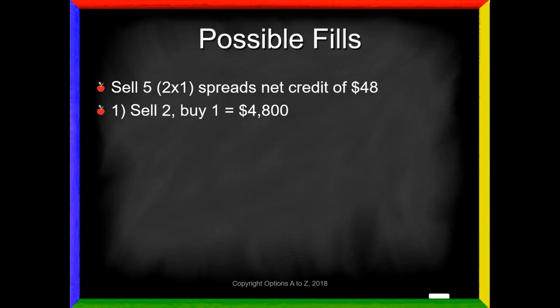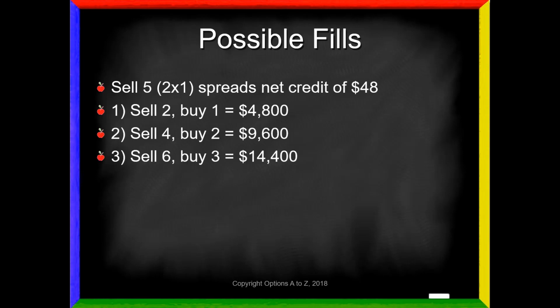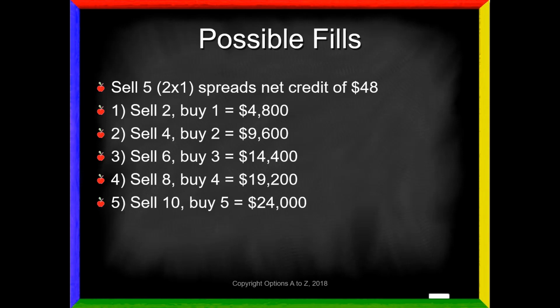Maybe I'll get 2 of those spreads filled and end up selling 4 of my contracts and buying 2 of the one I want to go long, in which case I'll get a credit of $9,600. Maybe I'll get it filled 3 times and sell 6 and buy 3, end up with $14,400. Or I could sell 8 and buy 4. That would give me a $19,200 credit. Or finally, if I get them all filled, I will sell 10 and buy 5, and there you go. There's your $24,000 credit. But the point is, anytime you submit a limit order, remember that it is not guaranteed to fill in its entirety.